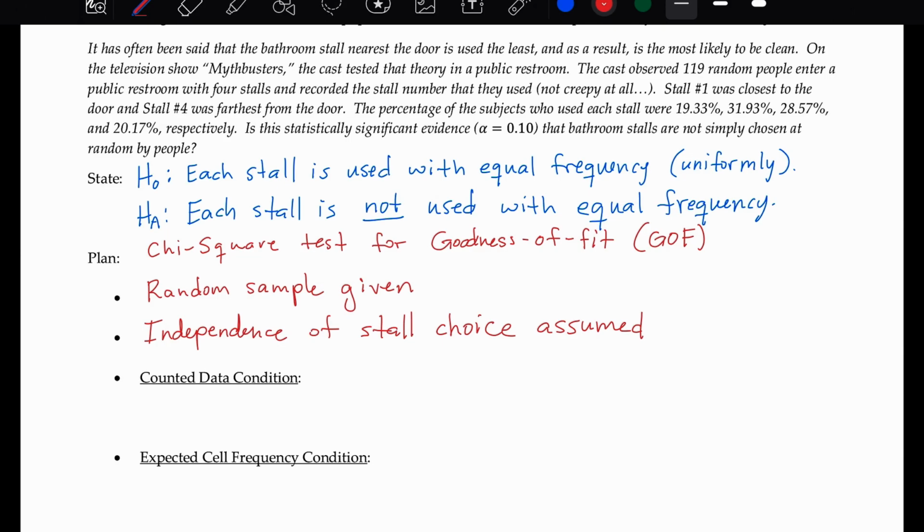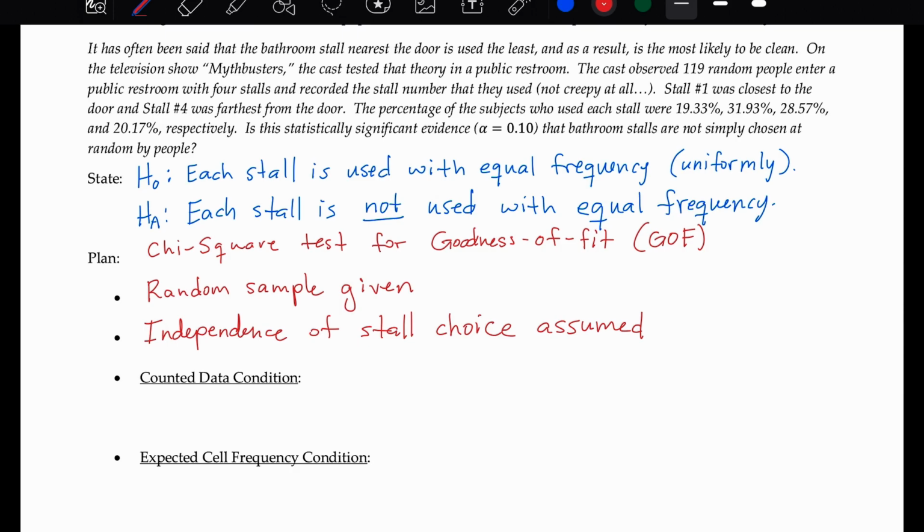So here we have a random sample was given. Independence was a little bit sneakier here. Something that isn't in the problem that I could make a lot more explicit here is that they actually threw out any case in which a person entered the bathroom and there was already somebody occupying a stall. That definitely would affect independence. So these 119 were entering an empty bathroom where they had all 4 stalls to choose from.